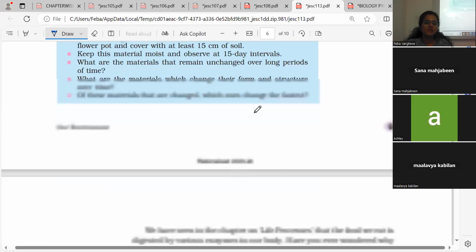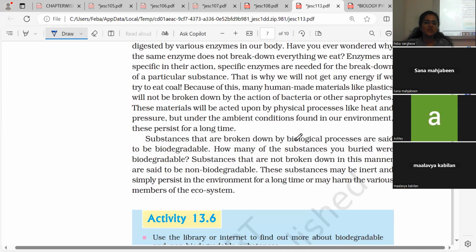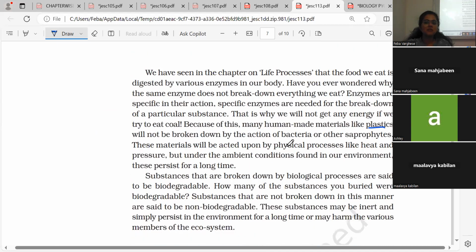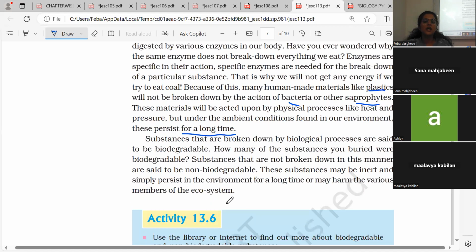Now, managing the garbage that we produce. Yes. Human-made materials like plastic cannot be broken down because bacteria and other saprophytes do not have enzymes that can break them down. And also there are lots of chemicals being used, because of which it's going to persist for a long period of time in the environment.